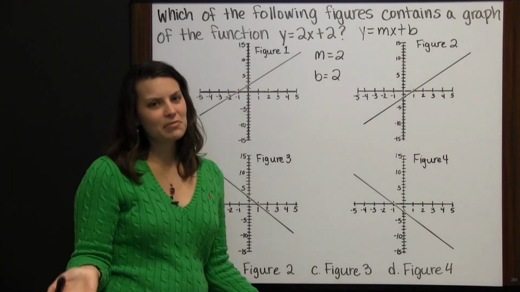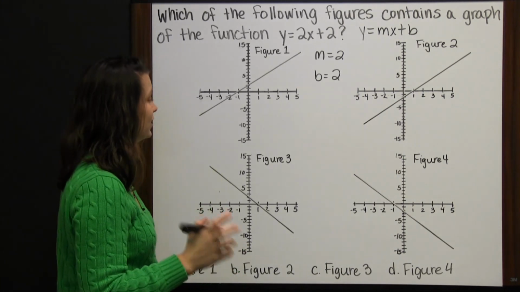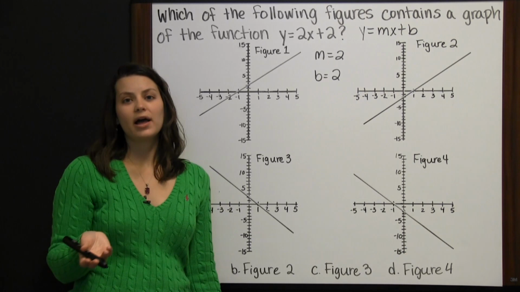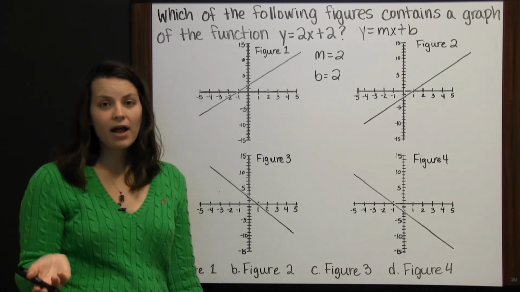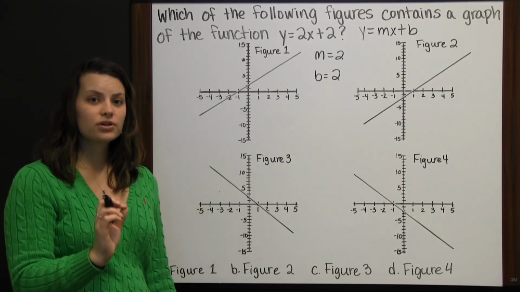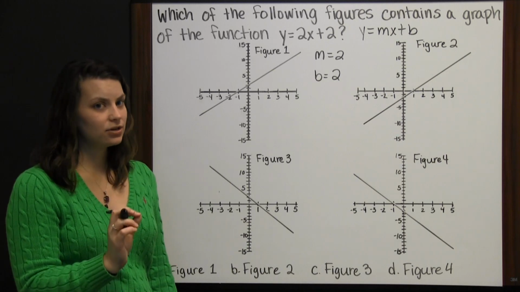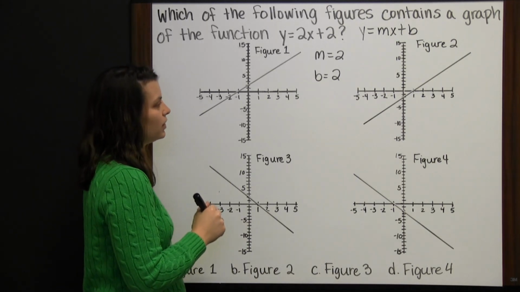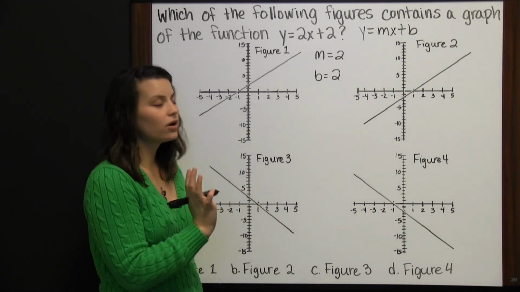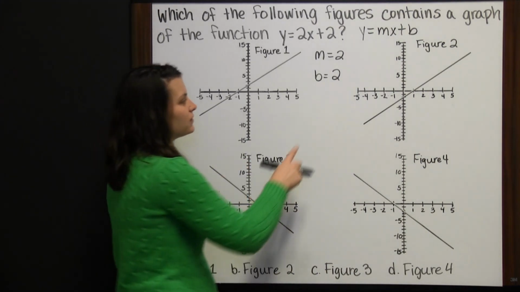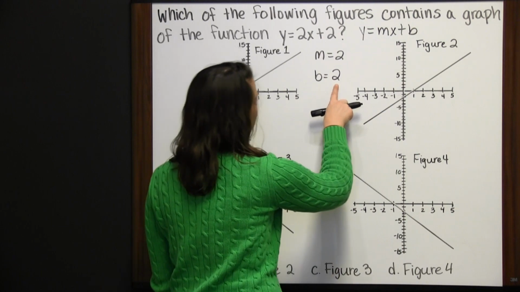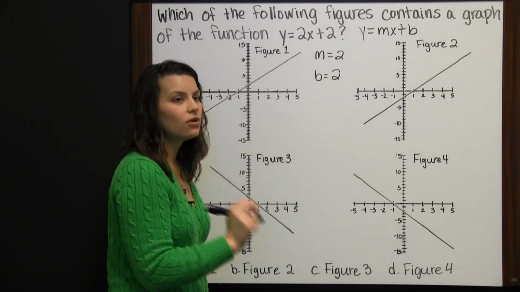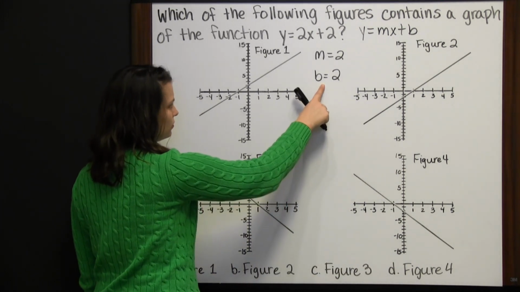There are many different ways you could find the answer to this problem, but the first thing I would do is start with the y-intercept, since that's what you would graph first. You have to first plot the point on the y-intercept before using the slope to find another point. So I'm first going to look at my 4 graphs and find the graphs that have the correct y-intercept. So the line should be crossing the y-axis at 2.